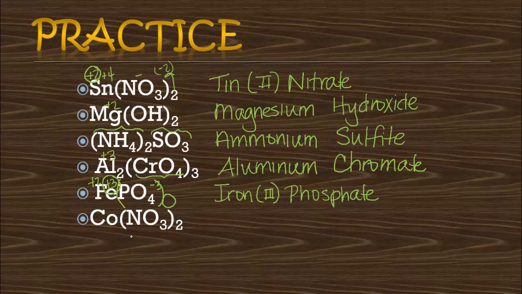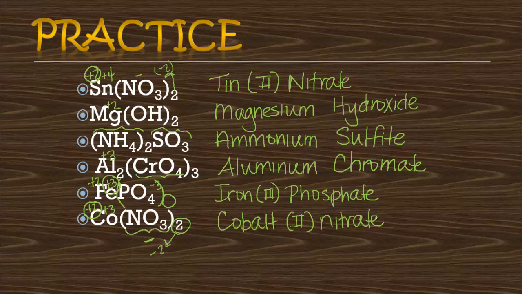phosphate. And the last one, we look up cobalt. Cobalt, again, can be positive 2 or positive 3, so I have to look up my anion. So NO3 is a negative charge, but again, I have 2 of them, so that means I have a negative 2 charge total. So I need the positive 2 charge of my cobalt, so this becomes cobalt(II) nitrate.